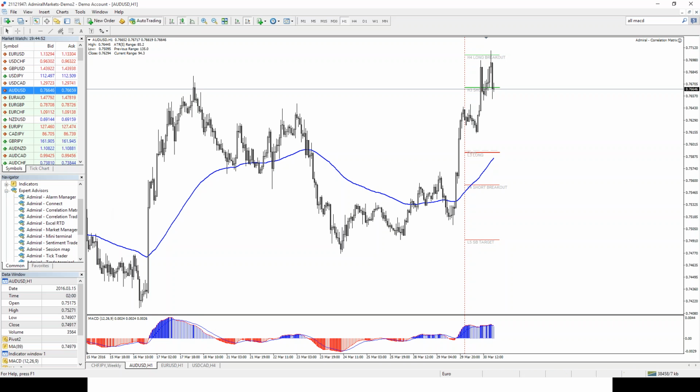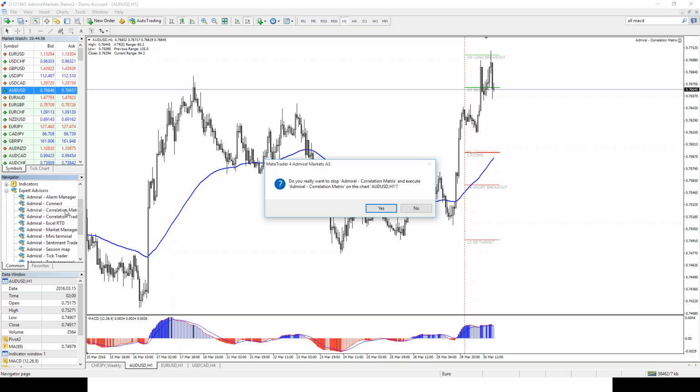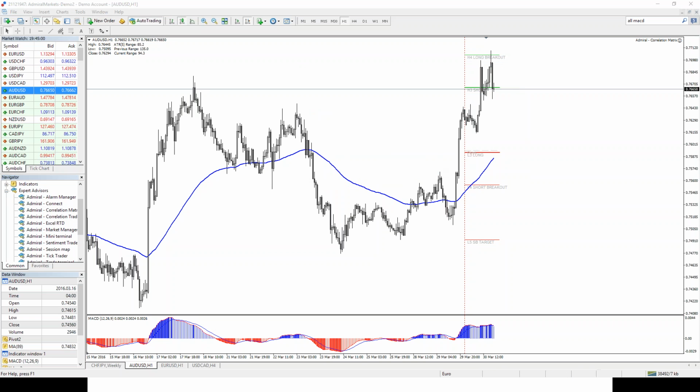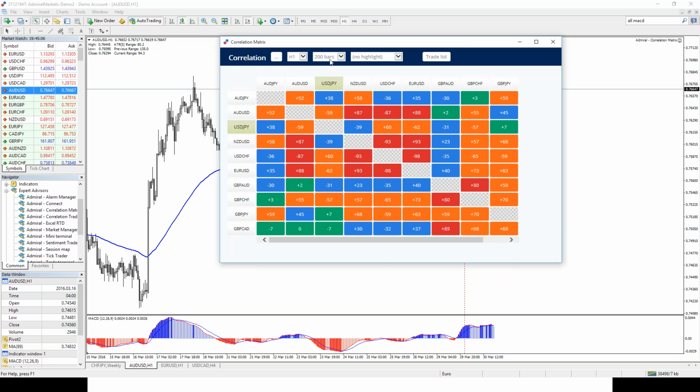And the question was how to use correlation table. This is it. Just open correlation matrix here and you will be able to see it. For intraday trading, I recommend 1 hour 200 bar settings. And definitely, guys, it's very useful, as you can see, correlation if you want to do a basket trading.